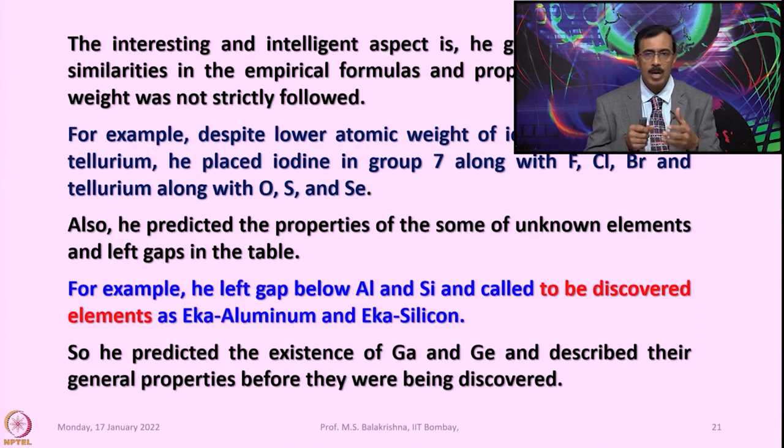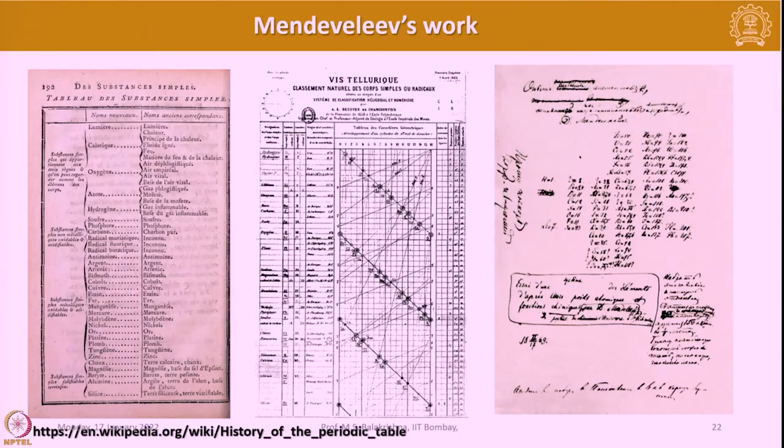Also, he predicted the properties of some unknown elements and left gaps at appropriate places in the table. For example, he left gaps below aluminum and silicon and called the to-be-discovered elements eka-aluminum and eka-silicon. So, he predicted the existence of gallium and germanium and described their general properties before they were discovered. So, this is Mendeleev's work. Of course, you can see more details about these things on Wikipedia. These are the works towards the periodic table that Mendeleev made during that time.